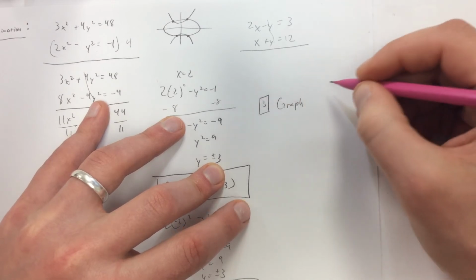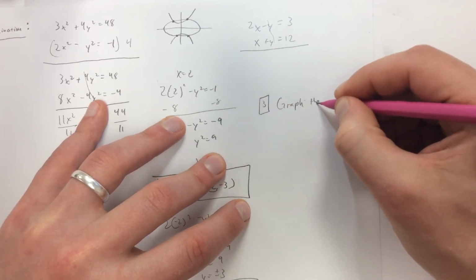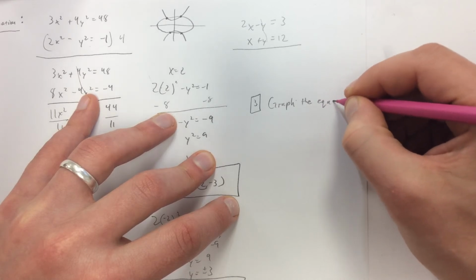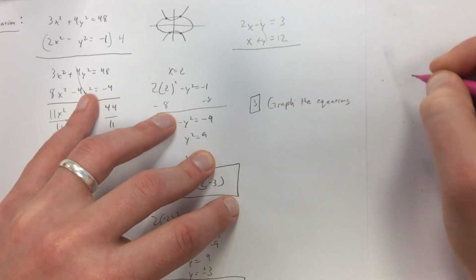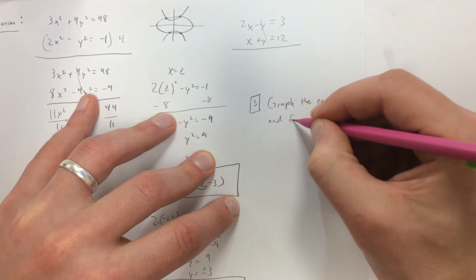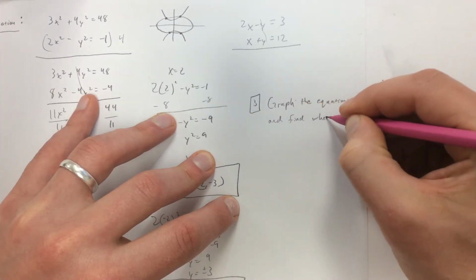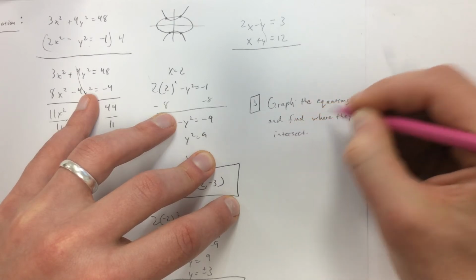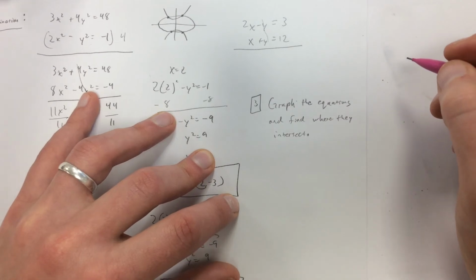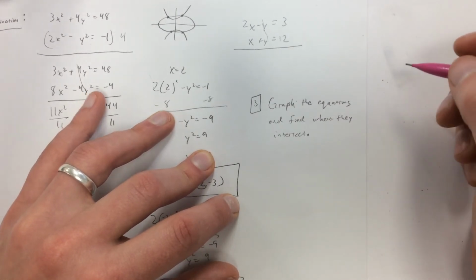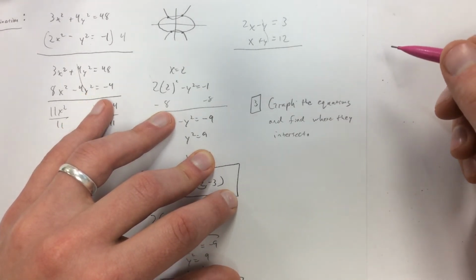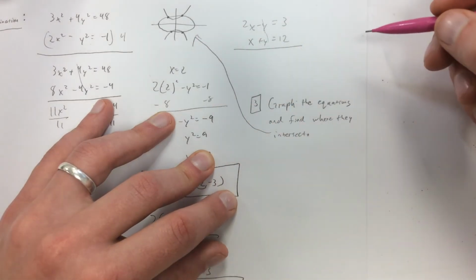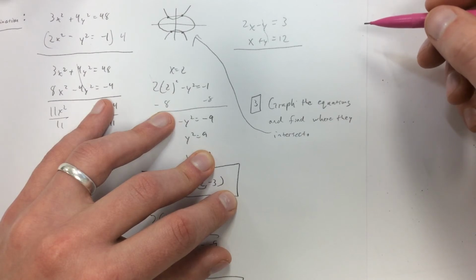The third way to find solutions is to graph the equations and find where they intersect. You can do that using a graphing calculator or Desmos or any other graphing program really. But once you graph it, it's an easy way to just look up there and find where they intersect. That's an easy way to check.